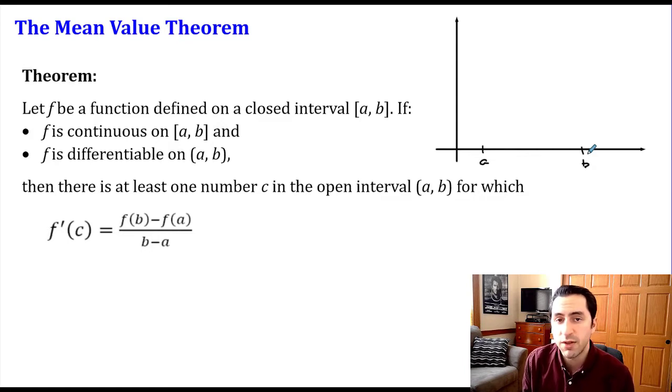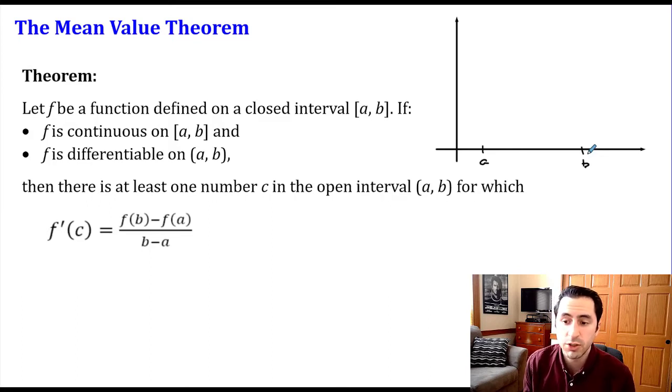F is continuous on this interval, so there are going to be no breaks. And f is differentiable on the open interval from a to b. Remember, we can't take the derivative at an endpoint, but everywhere in between, this is going to be differentiable, so there are going to be no sharp corners, there could be no cusps or anything like that. And then as long as those two conditions are met, then we know there's going to be at least one number c, somewhere in between a and b, for which f prime of c, the derivative at c, is going to be equal to this expression.